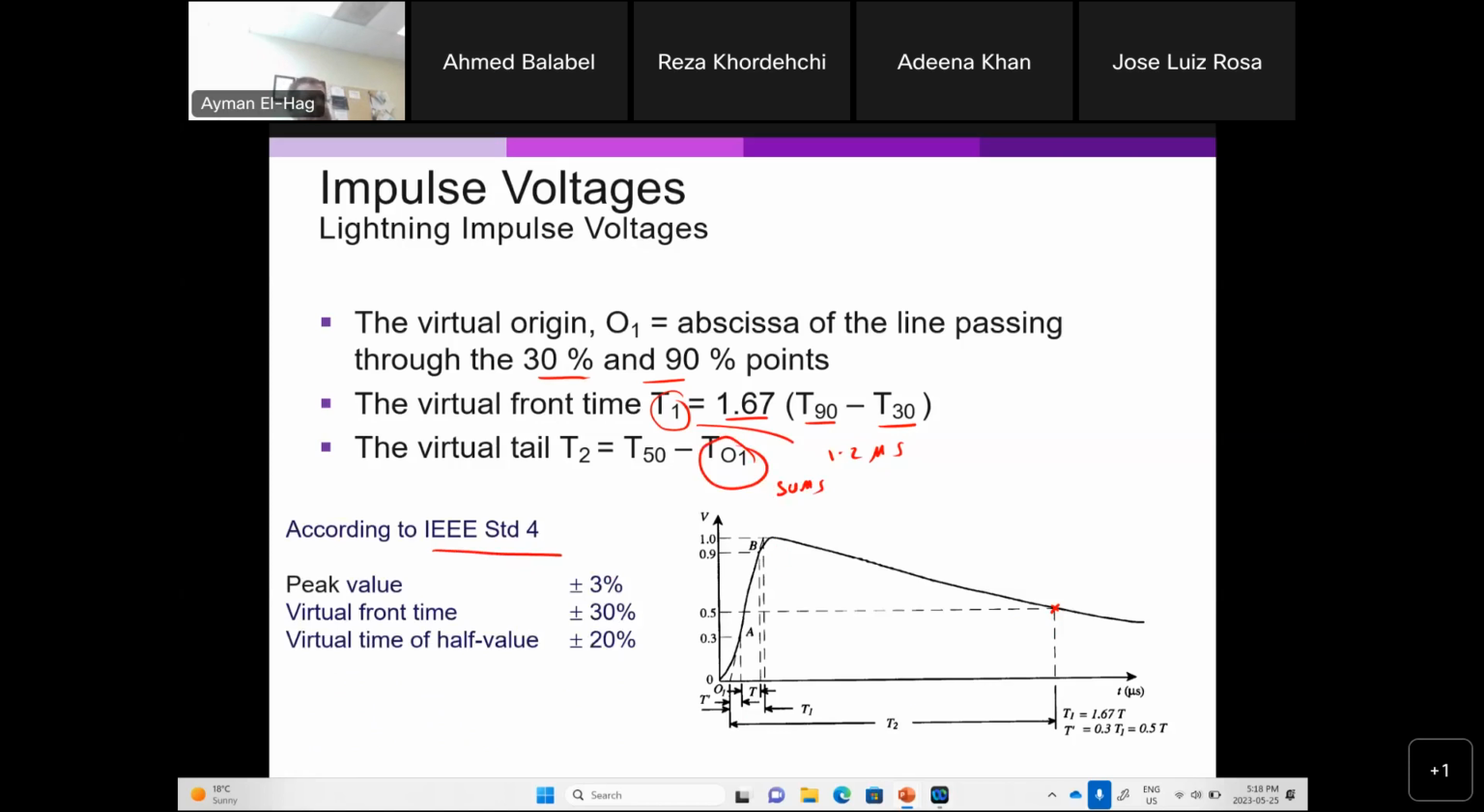So most of the equipment requirements are stated in IEEE standard 4. So the peak value, for example, if I want to have a 95 kilovolt impulse, then it is acceptable to have that plus minus 3%. For the virtual front time, it's plus minus 30%. For the virtual time of the half value, or the 50 microsecond, you have a plus minus 20%. So that is the lightning impulse.